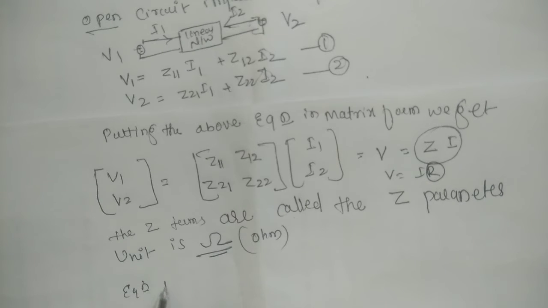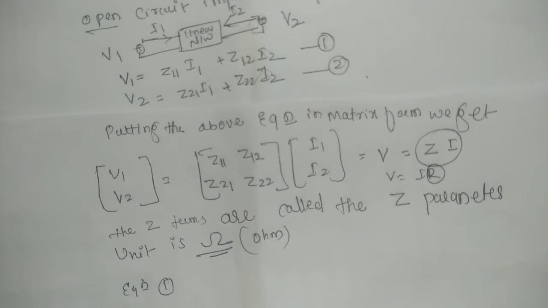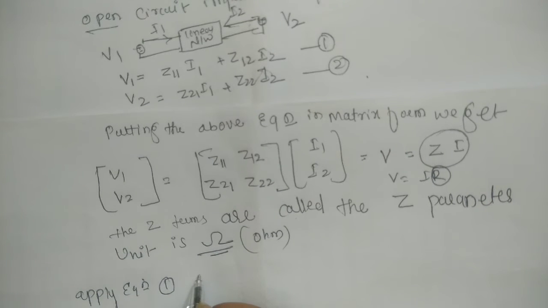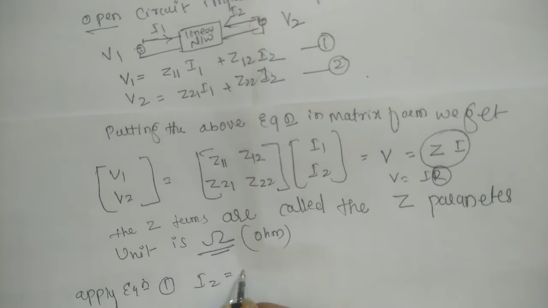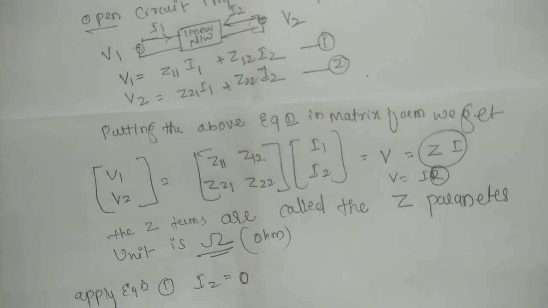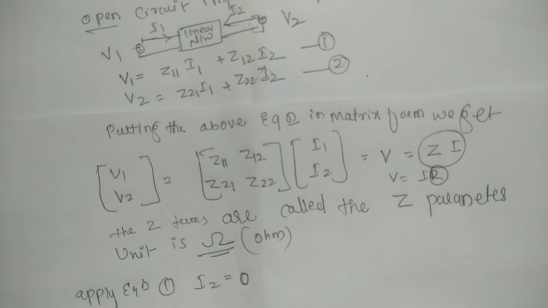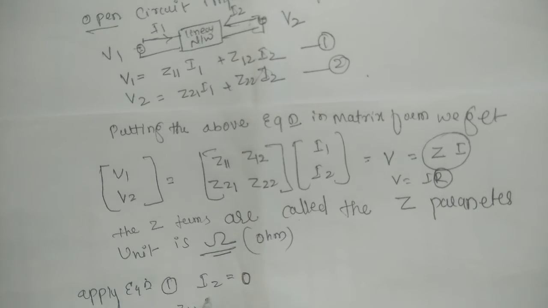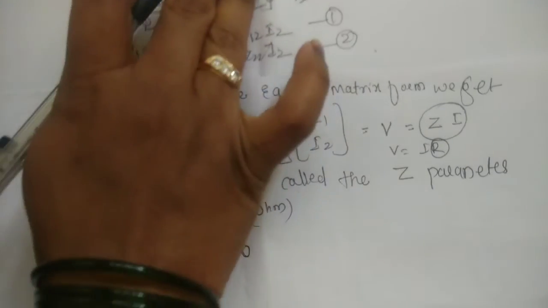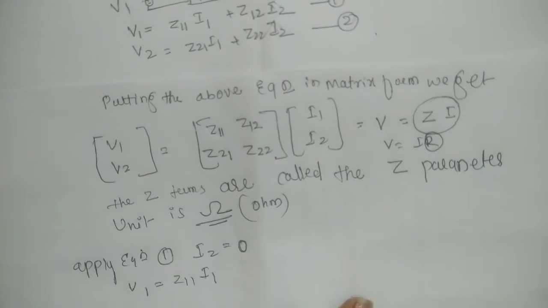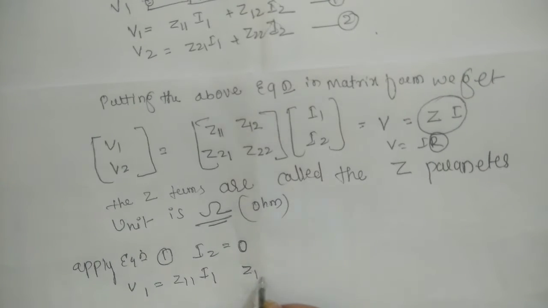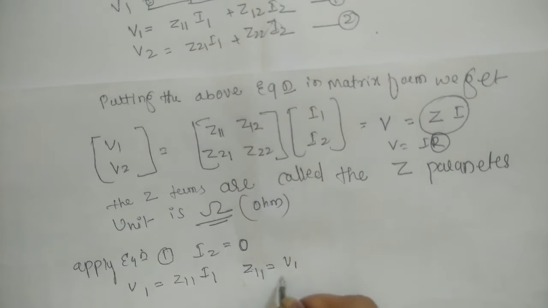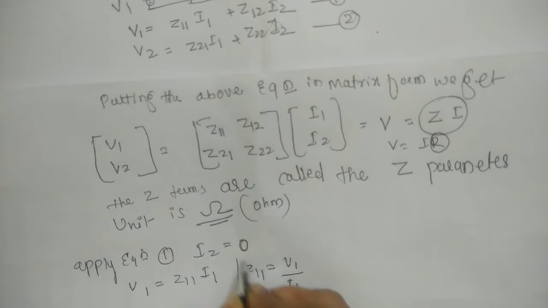Equation 1. Apply equation 1 with I2 equals 0. What will come? V1 equals Z11 I1. Correct. Z11 equals V1 by I1.